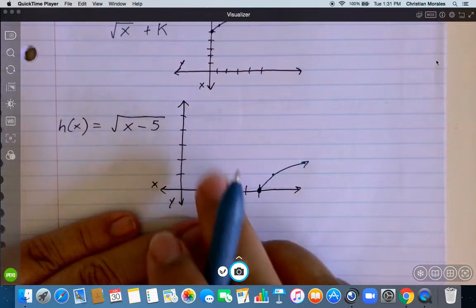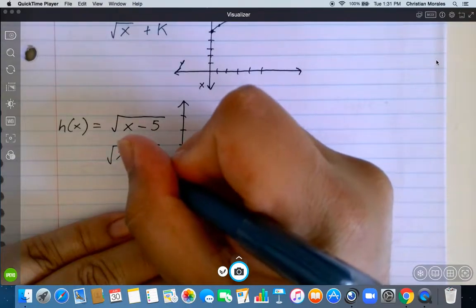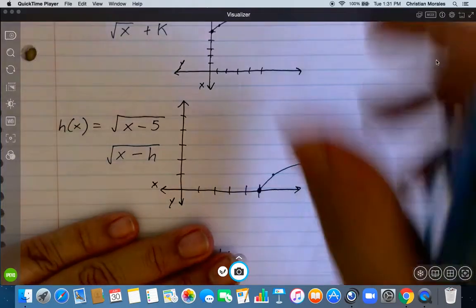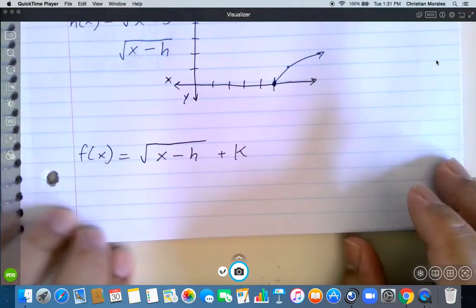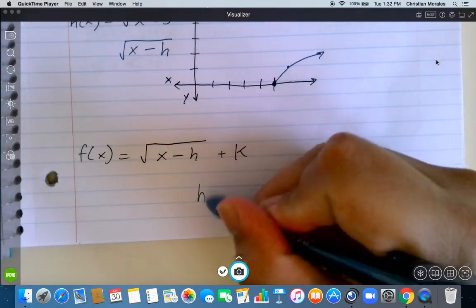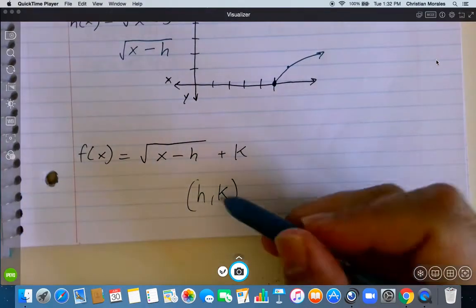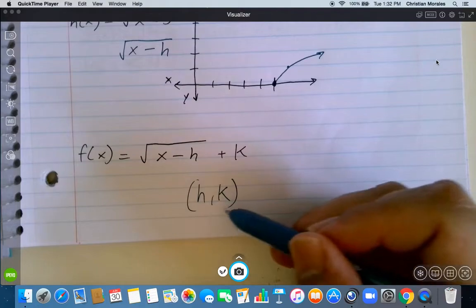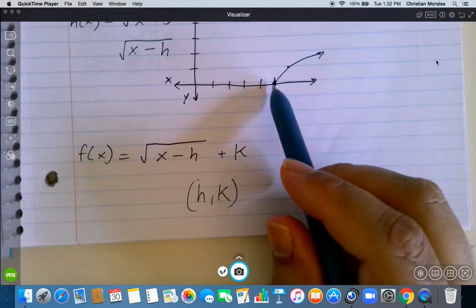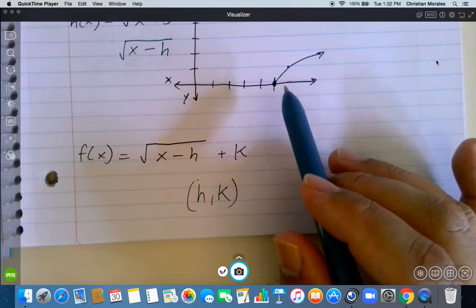So what did this do? Instead of moving it up or down, it moved it to the right. Now, in our previous vertex form, this was known as h. So your point moved. Now, if you put those two things together, you get this, where h and k is a coordinate. And the h and k can move it in different directions. The k moves it up and down. The h moves it left and right. So it's not a vertex, but it is like a starting point, like a minimum or a maximum for this kind of curve.